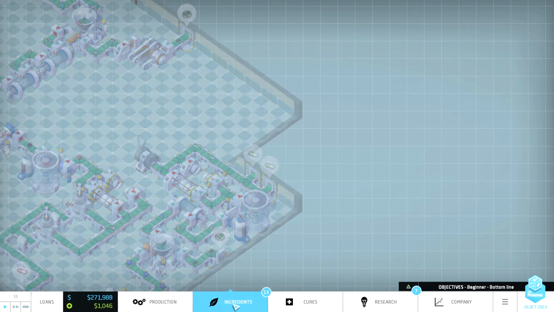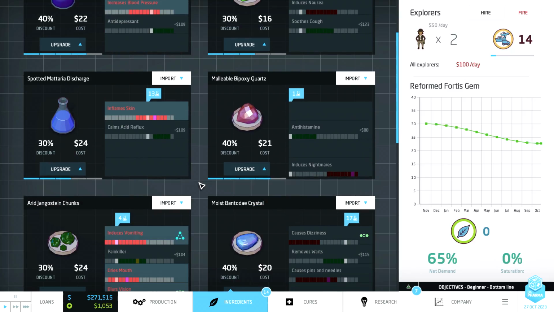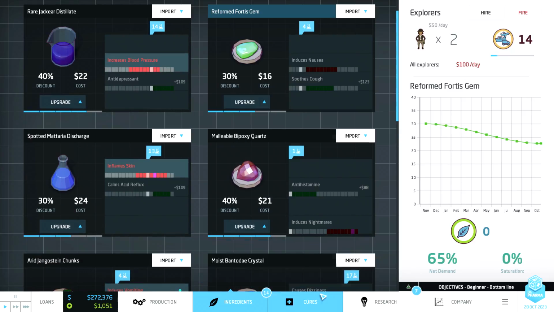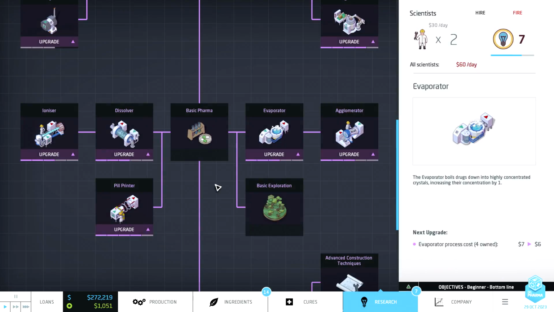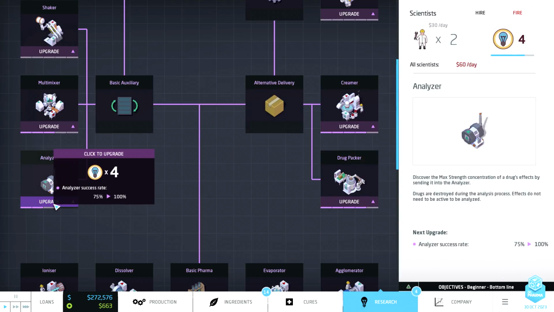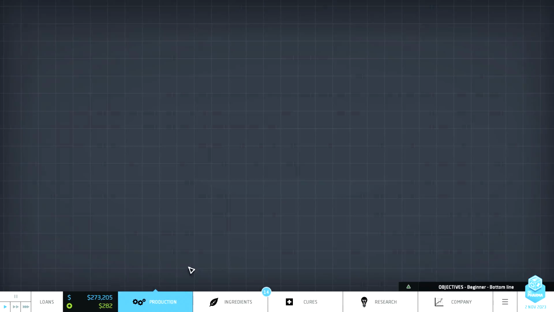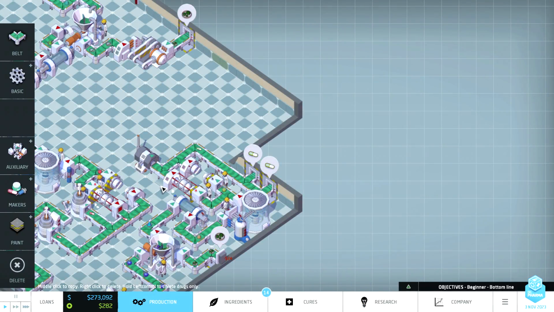In the meantime, we got 14. I guess I could wait until that goes to 16 for that. Research. Let's upgrade our analyzer a little bit. Let's upgrade it to maximum, because that'll help me get the most bang for my buck here out of the analysis, I think, and not spend too much money on it, hopefully.